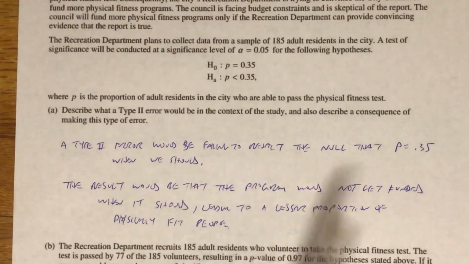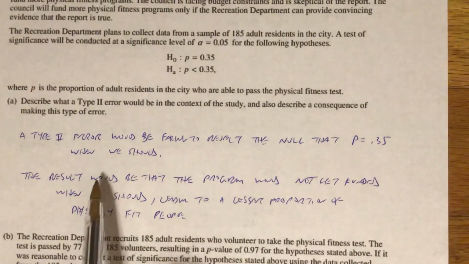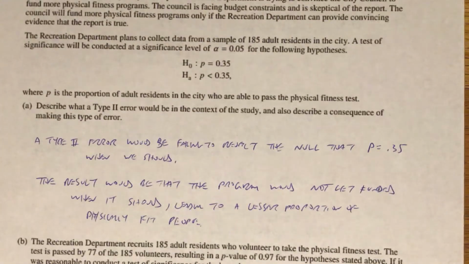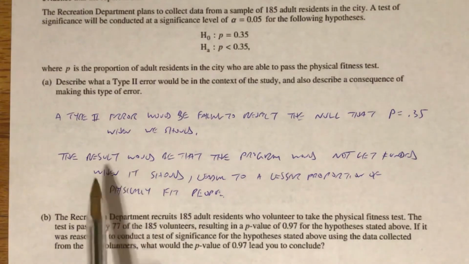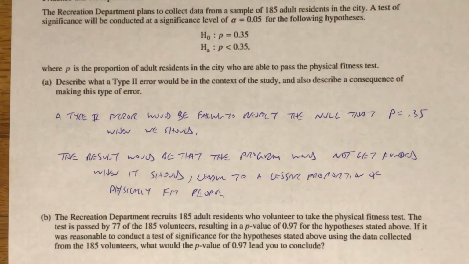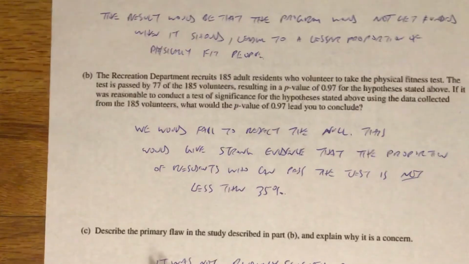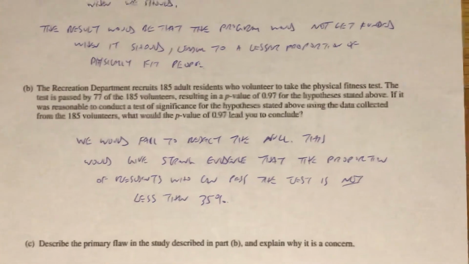What would the type 2 error be? It would be failing to reject the null hypothesis, that 0.35 is the true number, when we should. So we sort of go along with the 0.35, and we shouldn't. And what would a consequence be? Well, one result would be those physical fitness programs would not get funded, and it could potentially lead to a lesser proportion of the population being physically fit, which is what they didn't want, but that might be a consequence of it. All right. So that's an overview of A. Part B says that they're going to get 185 volunteers.